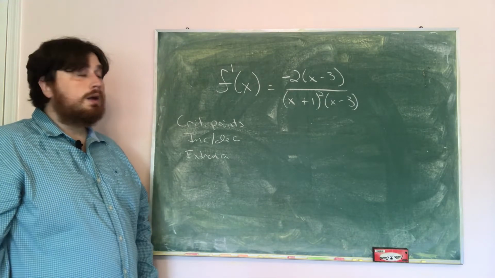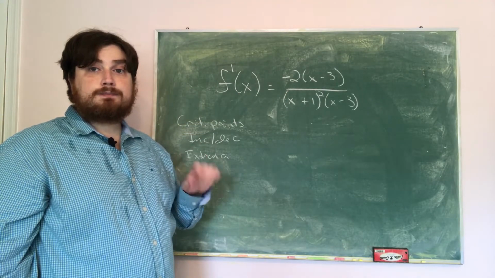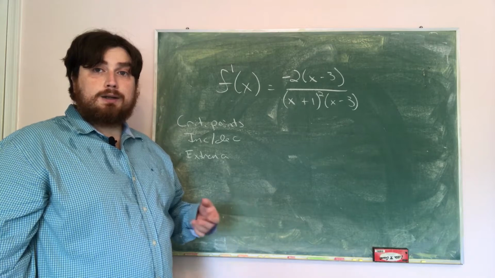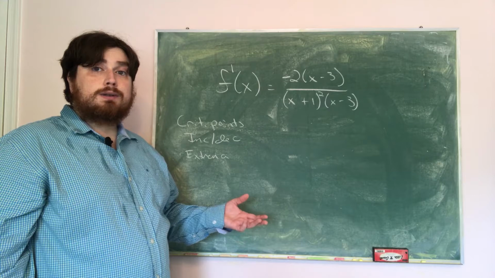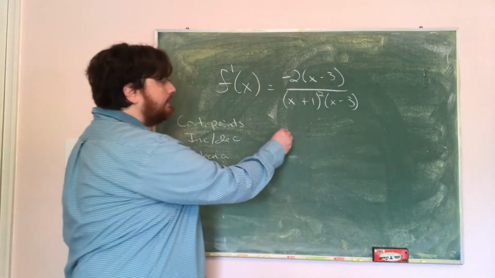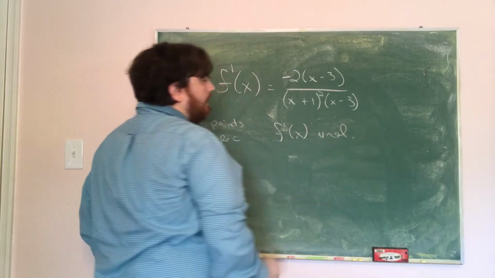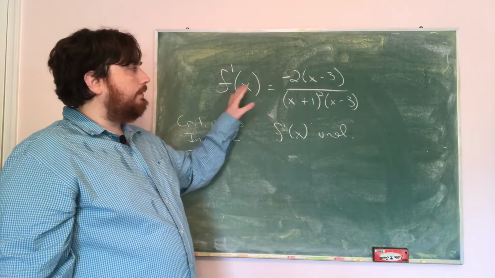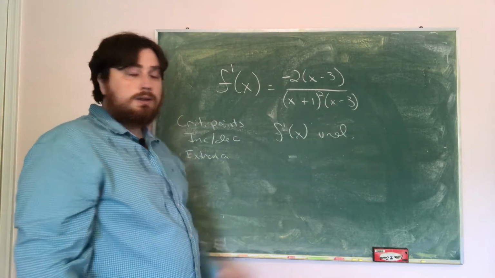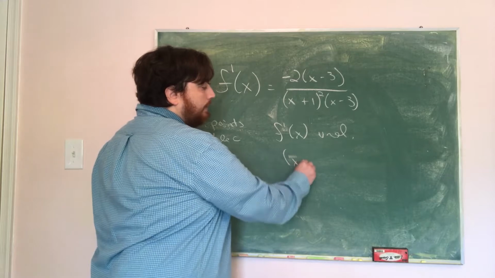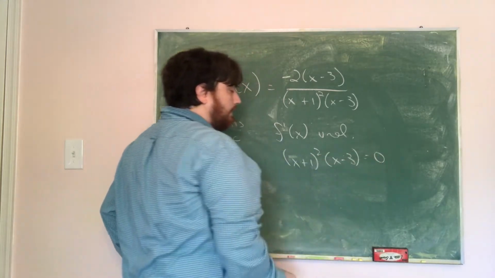So in order to do that, what I need to do is find where this is 0 or undefined. Based on that, I can make a number line to determine where it's positive and negative, and figure out if I have any local extrema. So the first thing I want to say is, where is my derivative undefined? And notice, as before, this is a rational function, so it's undefined if the bottom is 0. So this is undefined if (x plus 1) squared times (x minus 3) is 0.